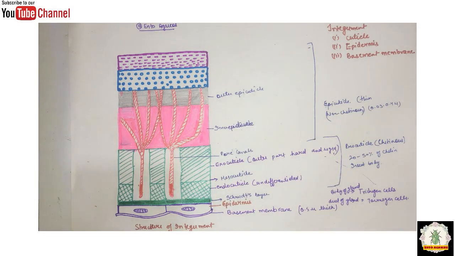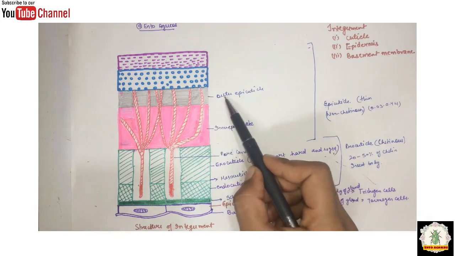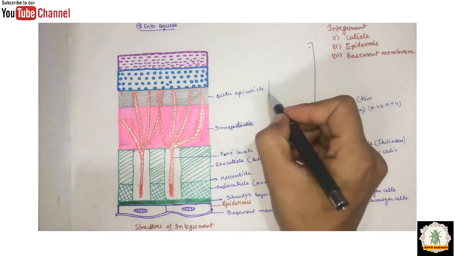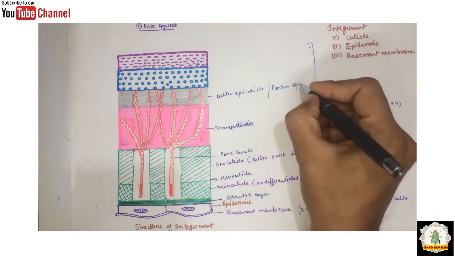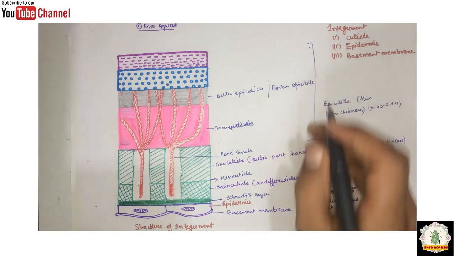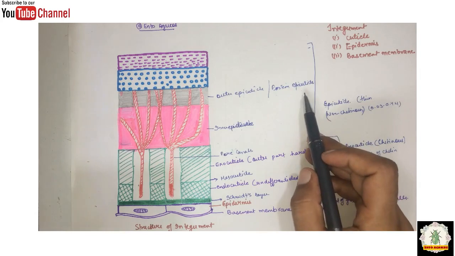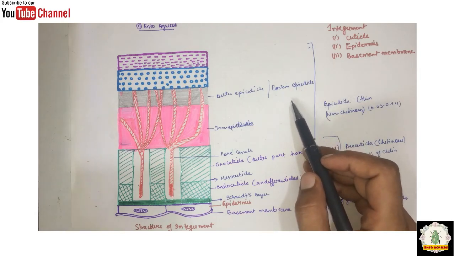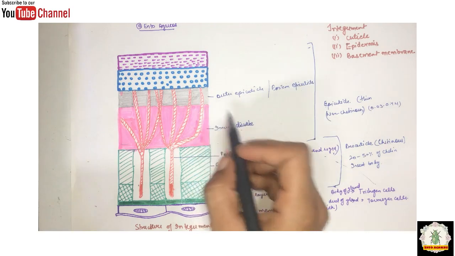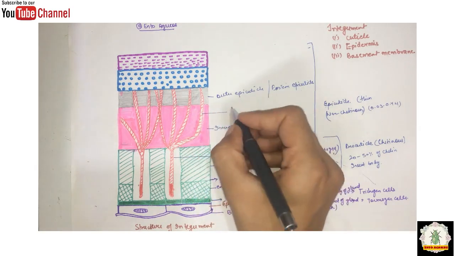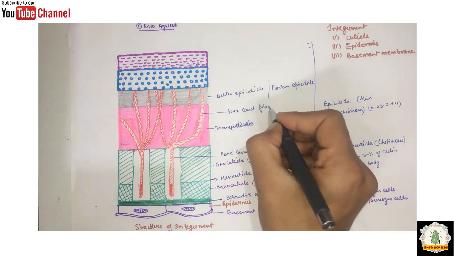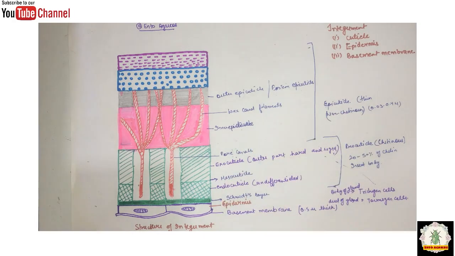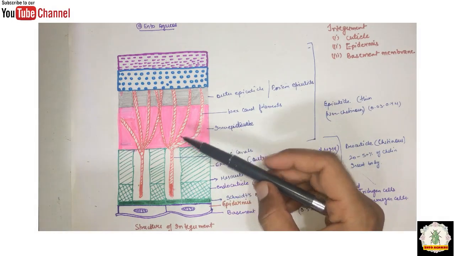And this outer epicuticle is also known as the protein epicuticle. This protein epicuticle forms the wax canal filaments. So these are the wax canal filaments.